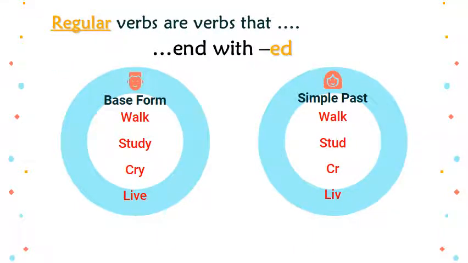Let's have some examples about the regular verbs. When the verb is in its base form, we mean that we do not add anything to it, so it's as it is found in its root form, like walk. Walk is a regular verb. So what must I do? I must add ed to it. Walked.